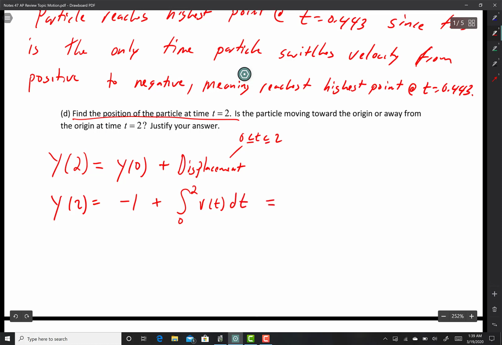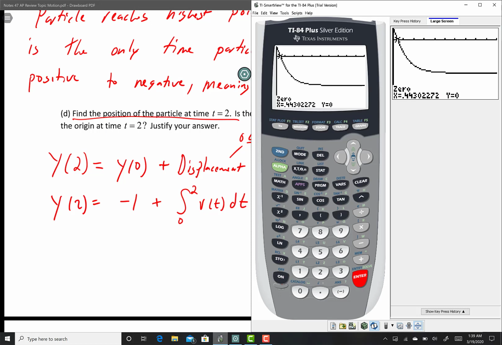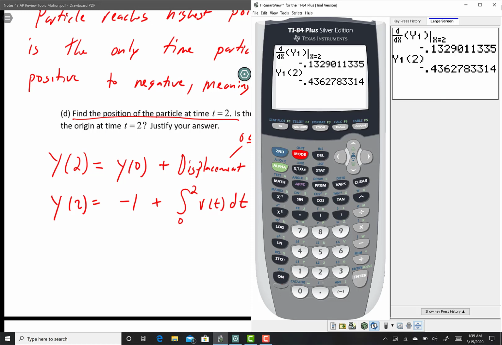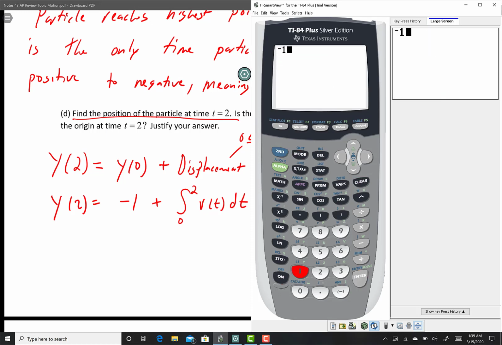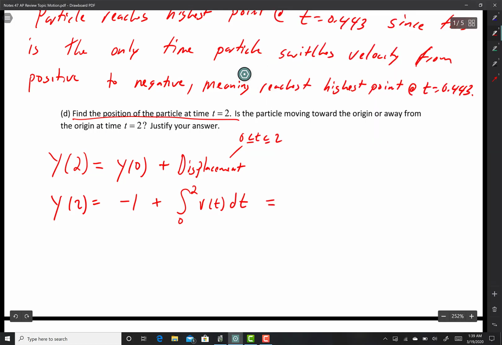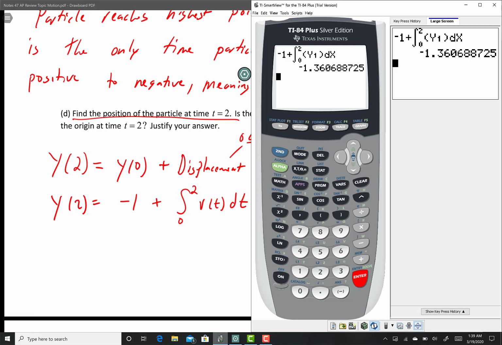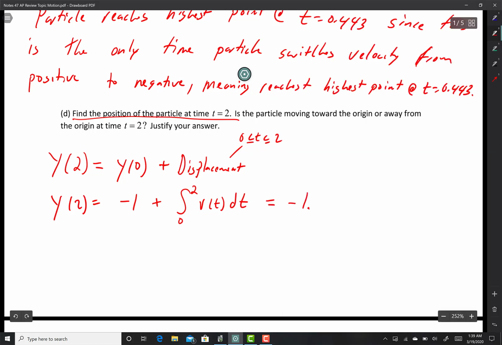So I'm going to type this into my calculator. I already have it in y1. So I'm going to go to my home screen so I can quit. So I'm going to go negative 1 plus math 9, that's my integral there, 0 to 2 of alpha trace y1, and then I put the x right here and I push enter. And there it is, guys. Negative 1.3606. Okay, so you're to the left of the origin.